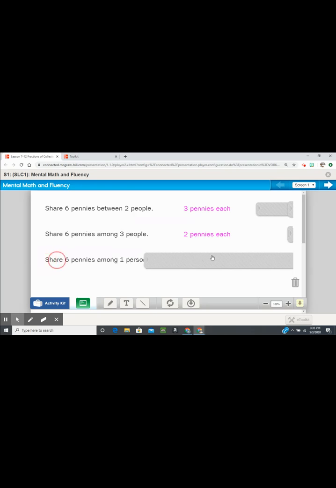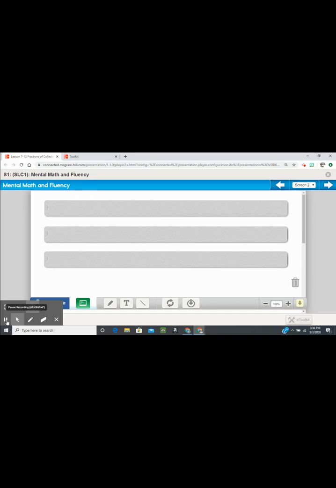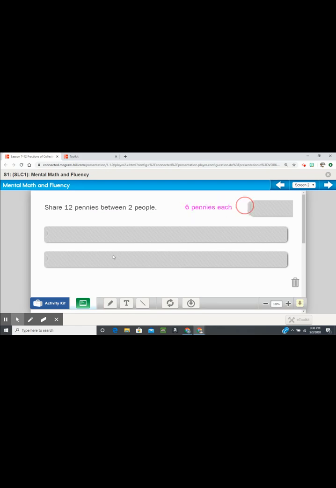Let's take those 6 pennies and now share them amongst one person. That would be 6 pennies. That one person would get all 6 pennies. Okay, now we're moving on. So let's look at the next one. We're going to share 12 pennies with 2 people now. That would be 6. 2 times 6 is 12, or 12 divided by 2 is 6.